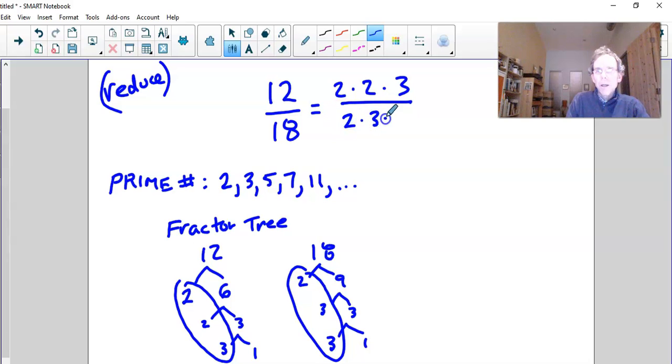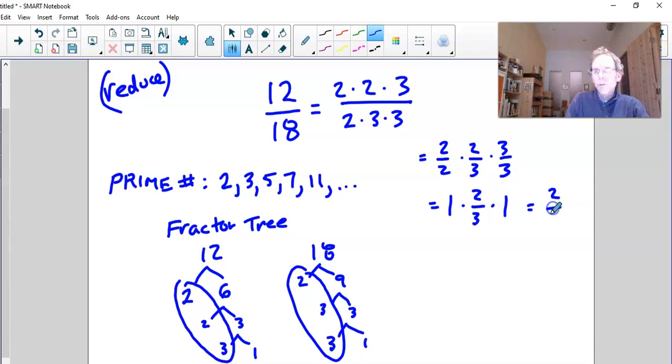So, all right, now I'm going to use multiplication kind of in reverse. I'm going to unmultiply these. I'm going to say, okay, this is 2 over 2 times 2 over 3 times 3 over 3. And notice that 2 over 2 is 1. 2/3 is 2/3. 3 over 3 is 1. And 1 times anything is itself, so these 1s kind of just go away, and we're left with 2/3. So 12/18 is the same thing as 2/3. That's the simplest way to say 12/18.